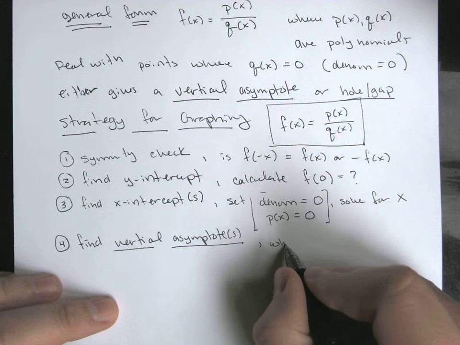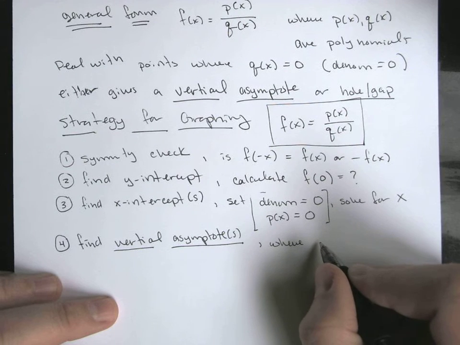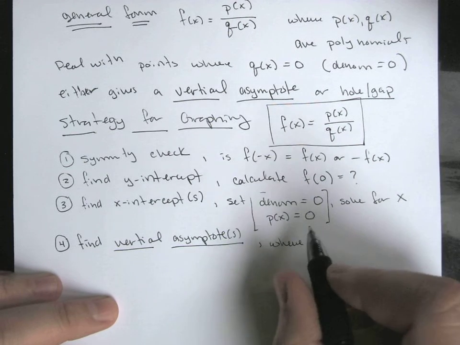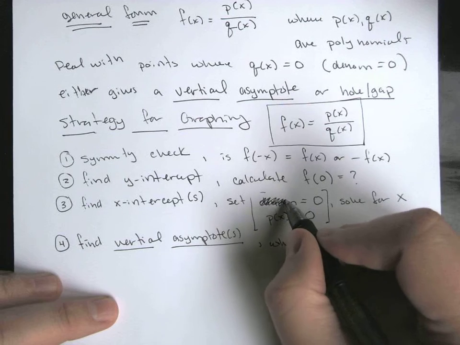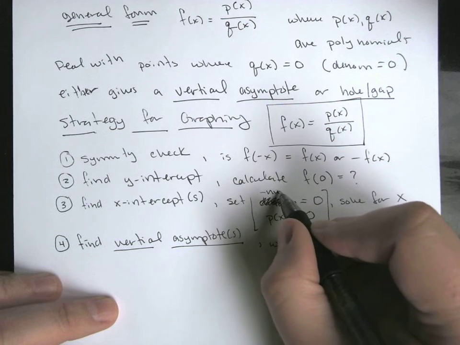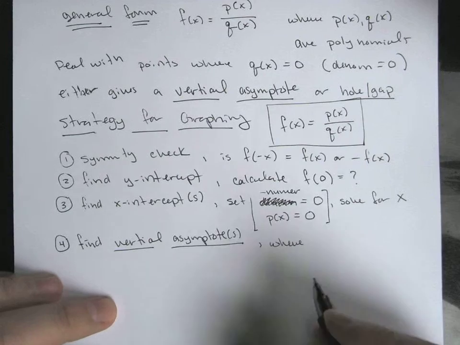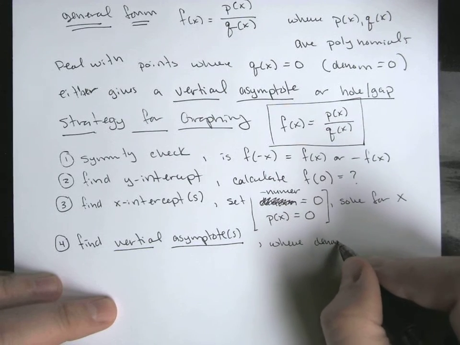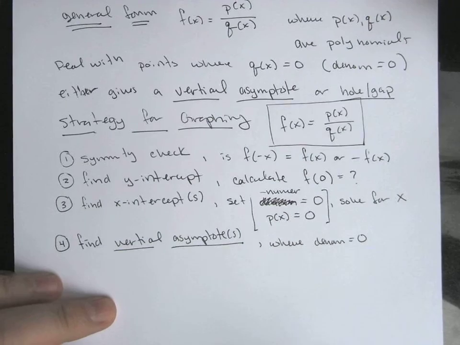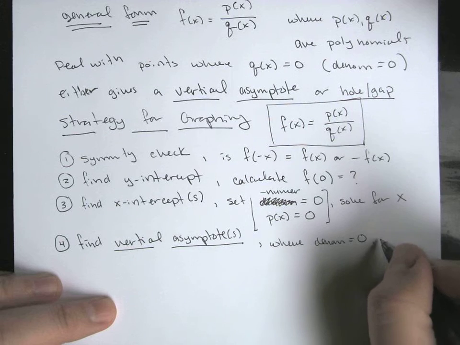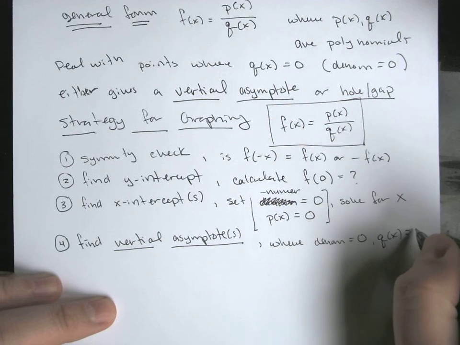So in general, this is going to be where, oh, I said denominator here. This, of course, should have been the numerator. My bad. We need to set the top equal to 0 to find the x-intercepts. The denominator, on the bottom, is going to give us these asymptotes. So that is where q of x is 0.